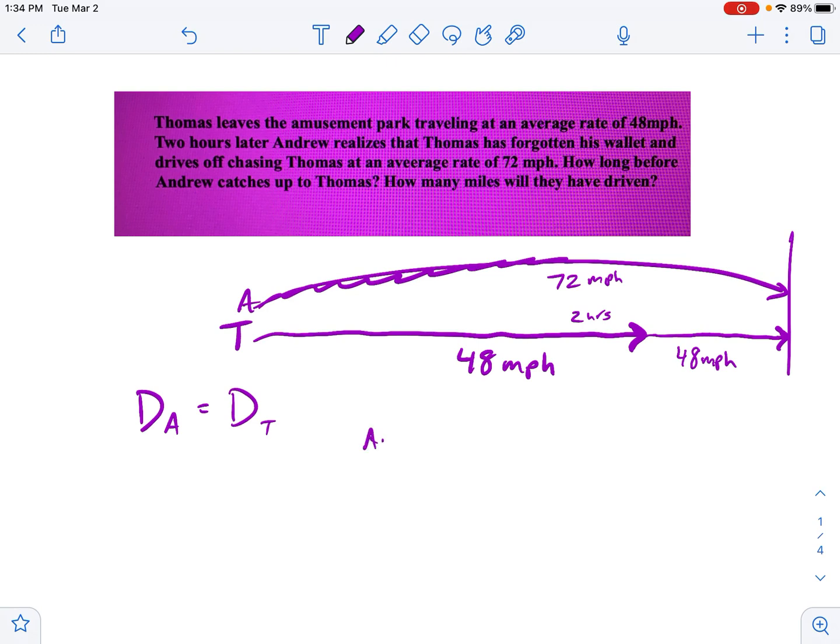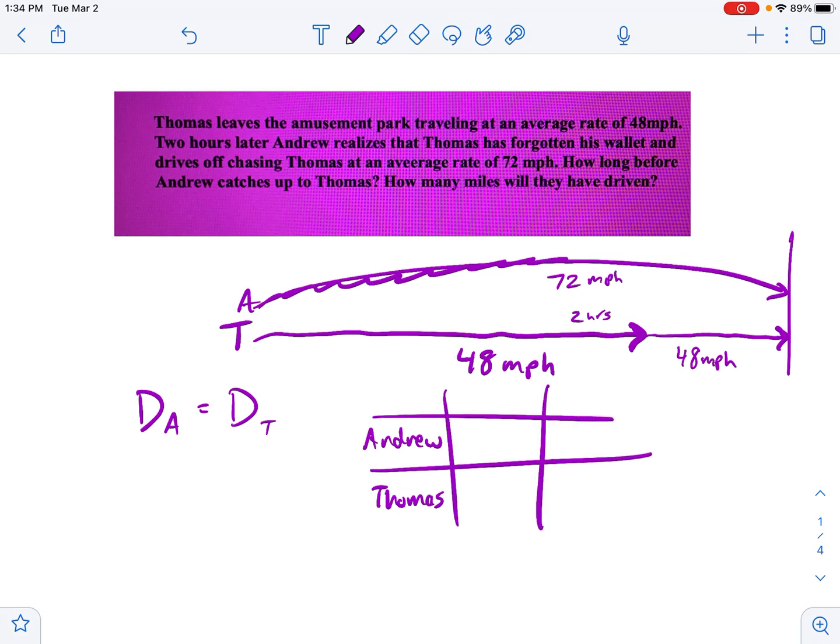So often you can set up a label box that will help you label or define your variables. Rate, time, and distance. The reason why this helps you set it up is you can see rate times time equals distance. All right, now I know Andrew's rate, so I'm going to enter that. That's 72 miles an hour. And Thomas's rate is 48 miles an hour.